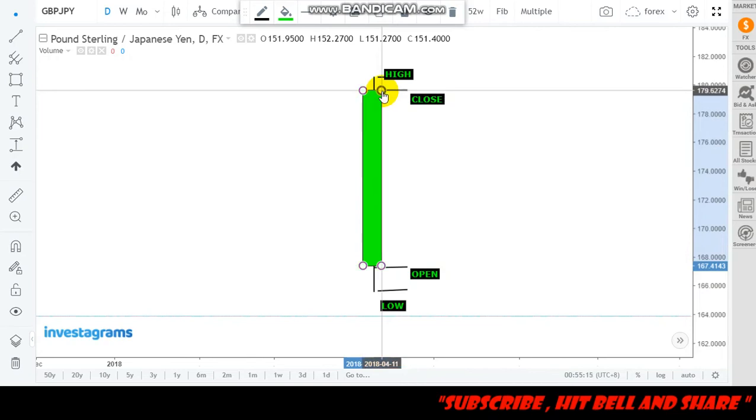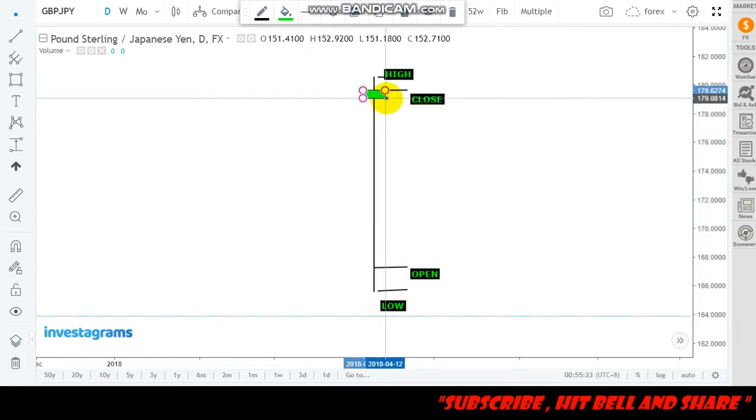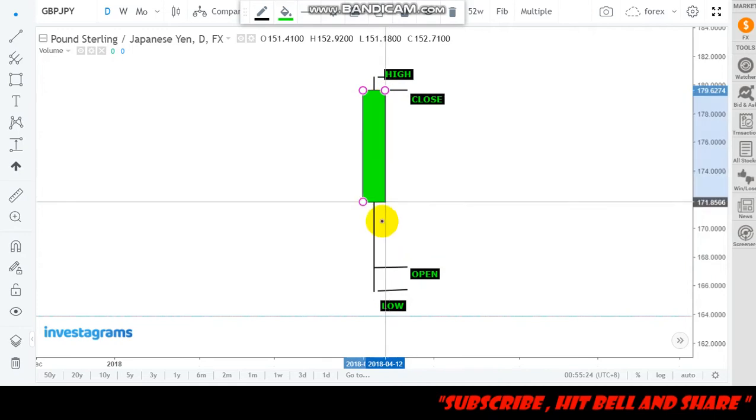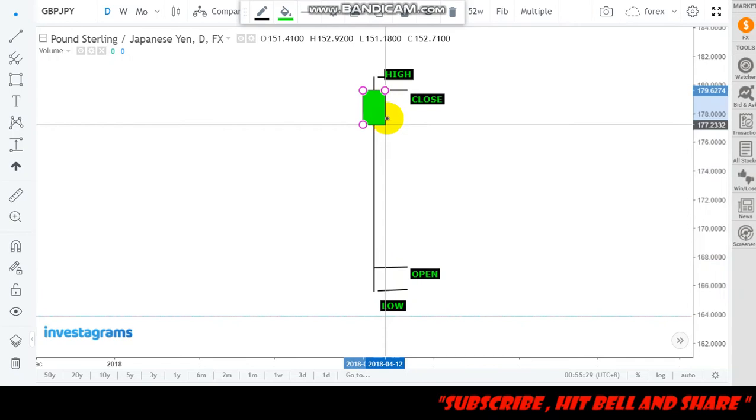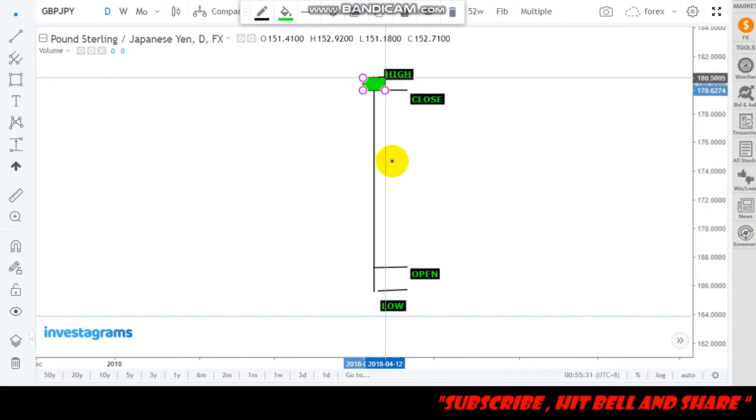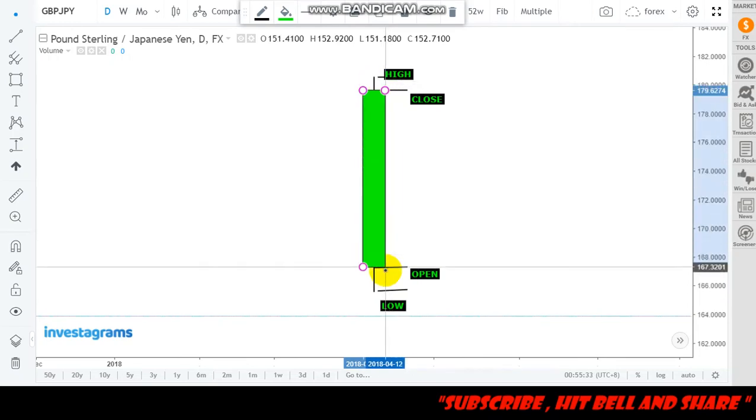The same goes for the red candle. In the red candle, it will open here at the top. It will go down until its lowest point, then it will go up until its highest point and close lower. So that's the red candle. Only keep in mind: if green candle, you open down and you close at the highs. In a red candle, you open up and you close below.